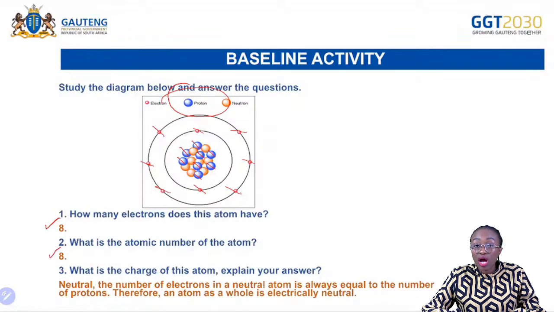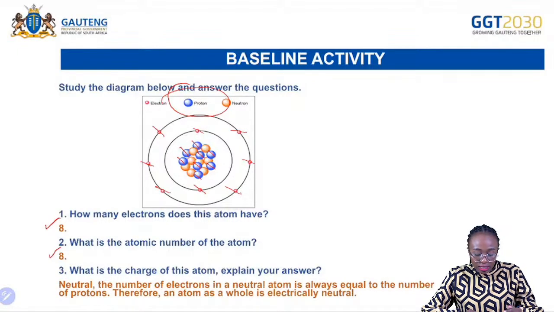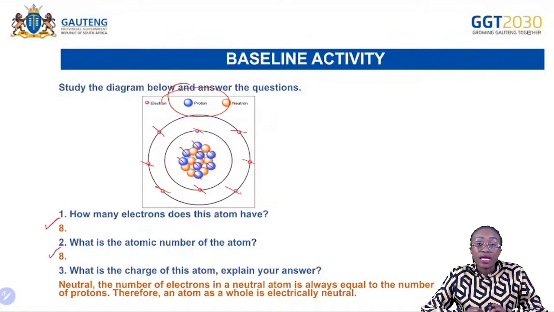So that is the charge. The charge is neutral. The explanation is the number of electrons in a neutral atom is always equal to the number of protons. Therefore, an atom as a whole is electrically neutral. Take 1 minute to quickly copy down the corrections, then see you after 1 minute.